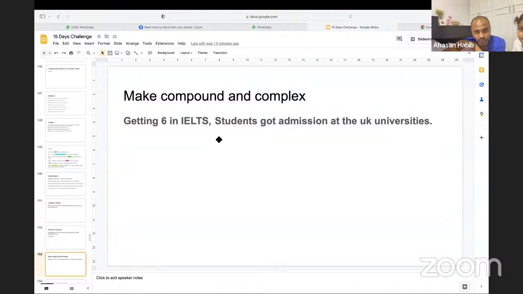Okay, so now what are you gonna do? We're gonna make compound and complex sentence with this sentence. Let's move a bit faster. Getting 6 in IELTS, students got admission at UK University. First of all, can you please answer me what kind of sentence is this? Type in the chat box.